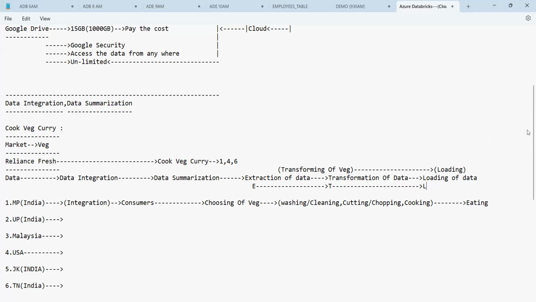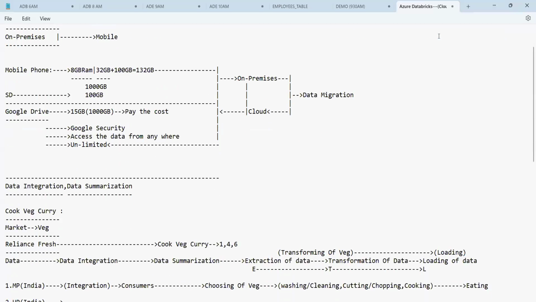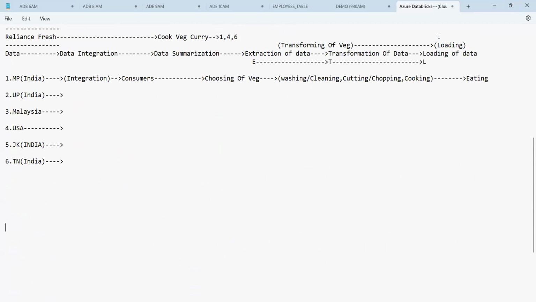So here, we have seen already what a data migration is. You know it because we have already discussed it. You know what data integration is, and you even know what data summarization is. And next comes into the picture data visualization. What is data visualization? Let's try to understand this. I'm taking another example, guys. Let's take a live example for this.